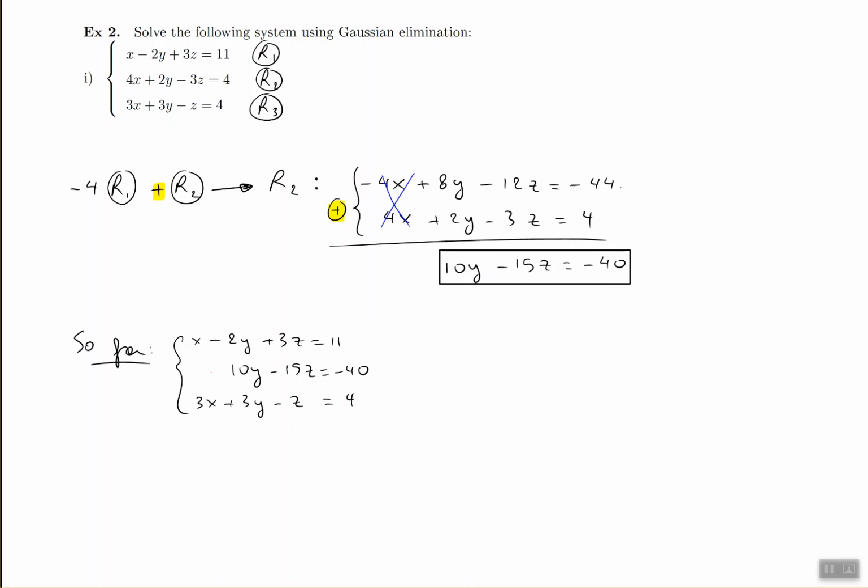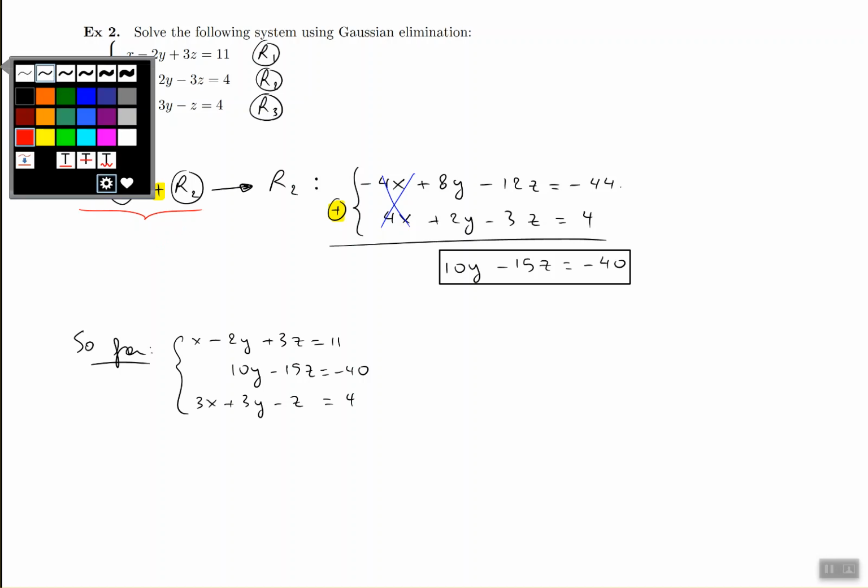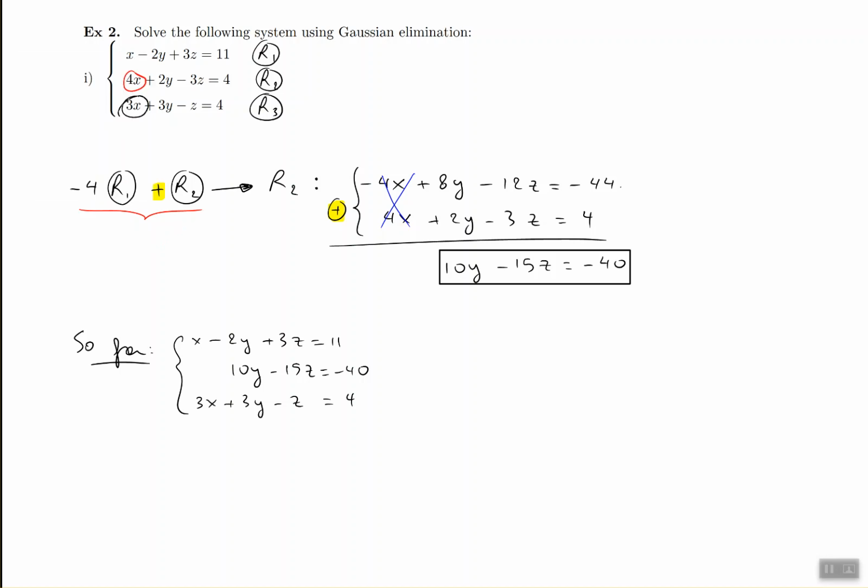So again, in the future, if you want to cancel out a number, like in this case we wanted to remove the 4x, how do we accomplish that goal? We accomplish that goal by multiplying one of the equations by a number and adding it to the equation that we want. So let's see if you understood that. I want to get rid of the 3x next. So how am I going to do that?